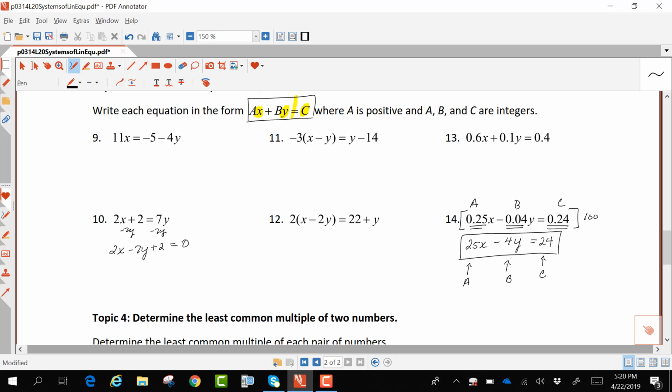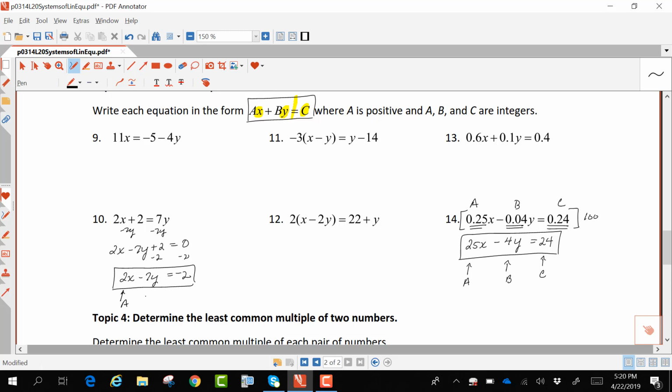Make sure you do not lose your equation. You maintain the equals 0. Now I would need to move the constant to the right side of the equation, resulting in 2x minus 7y equaling negative 2. This is in standard form: x's, then y's, then equal, then your number.